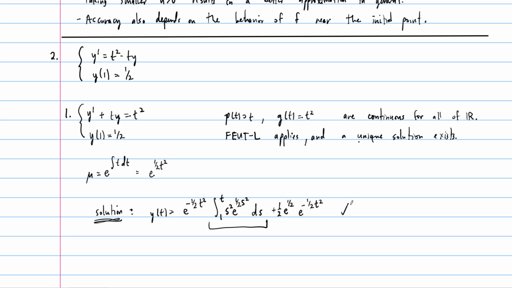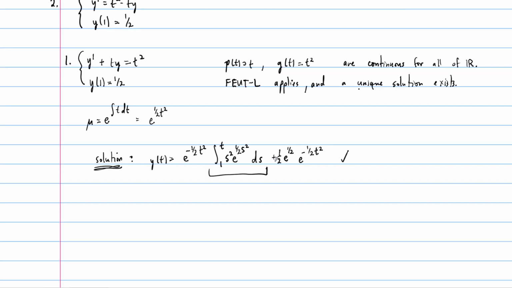Now, for the rest of this lecture, what I'd like to talk about are ways to improve on Euler's method. And we're going to talk about two different ways to do that. The first way is literally called the improved Euler's method.